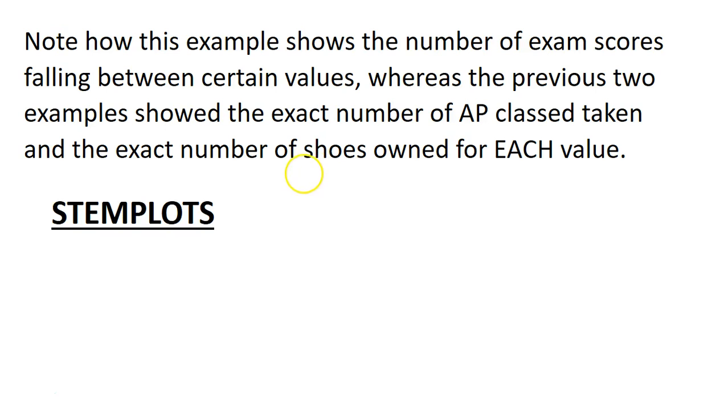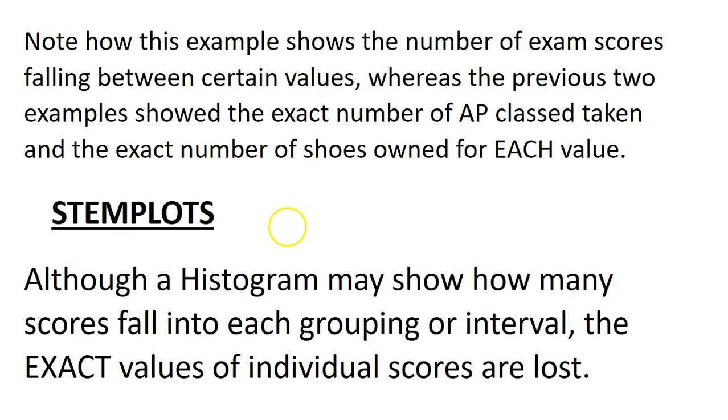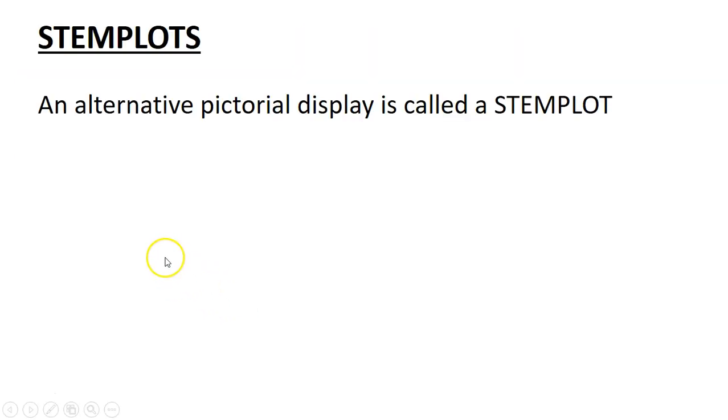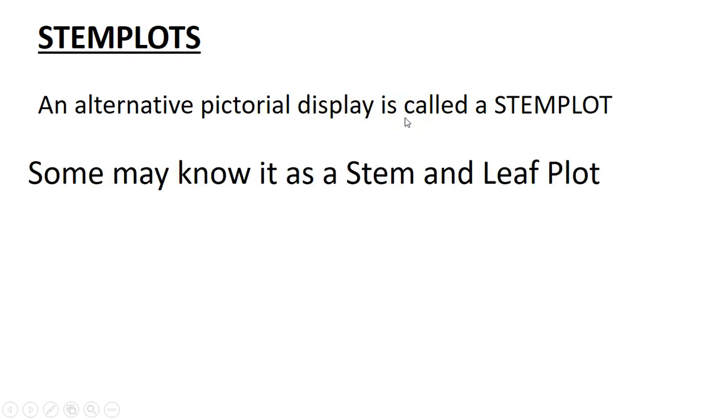We also have stem and leaf plots now. Although a histogram may show how many scores fall into each grouping or interval, the exact values of individual scores are lost. You get a range, a relative frequency, a grouping of what falls there, but we don't get the exact individual scores. Whereas with stem plots, you would. An alternative pictorial display that would show more about what's happening with the exact numbers is a stem plot.